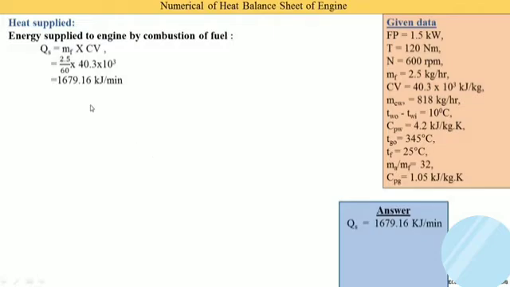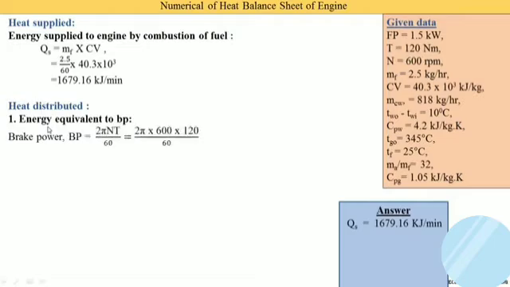Now this is only one input. Then after that we find out the heat distributed. First is the energy equivalent to brake power. Brake power means the power available at the output shaft or crankshaft. It is known as the brake power. For brake power, a dynamometer is used and the equation is 2 pi NT by 60.